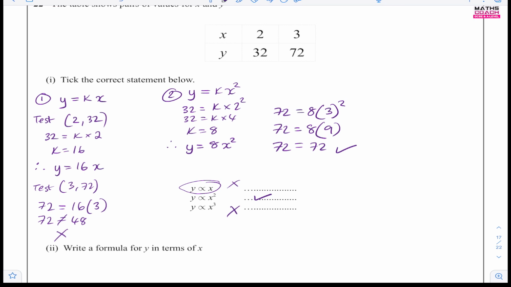Now for part B, which says write a formula for y in terms of x, we've already done it, which is simply this right there. So we can just write that for part B, and we can say y is equal to 8x squared.